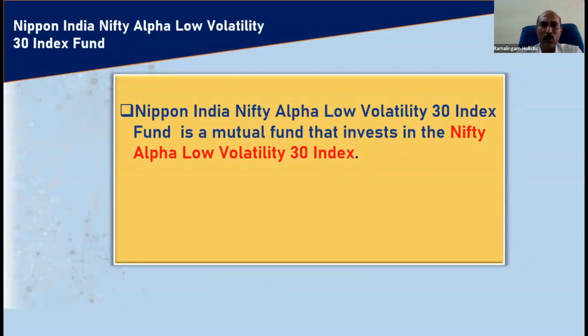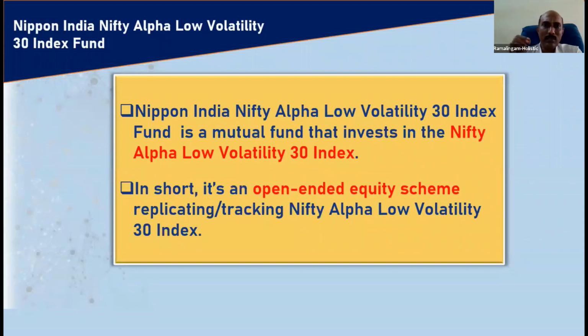Nippon India Nifty Alpha Low Volatility 30 Index is going to simply replicate the Nifty Alpha Low Volatility 30 Index. That means the fund manager in this open-ended equity fund will simply replicate and mimic the Nifty Alpha Low Volatility 30 Index. The fund manager will simply buy the same 30 stocks in the index in the same weightage. There is no additional research, additional customization. He is going to simply cut, copy, paste the index given.